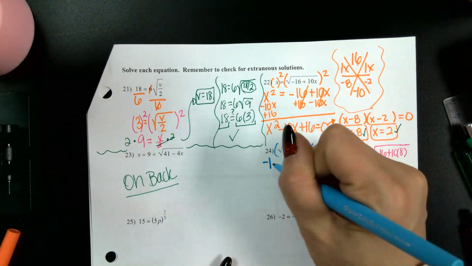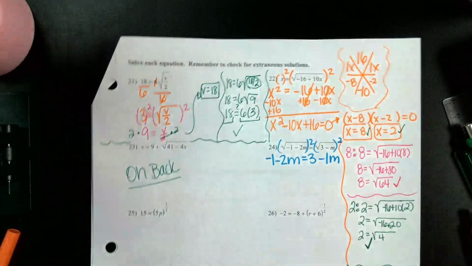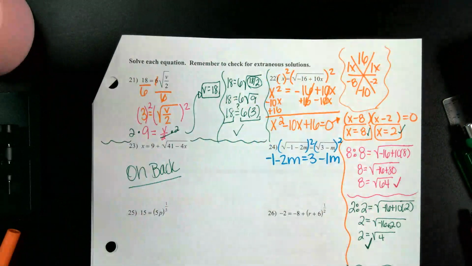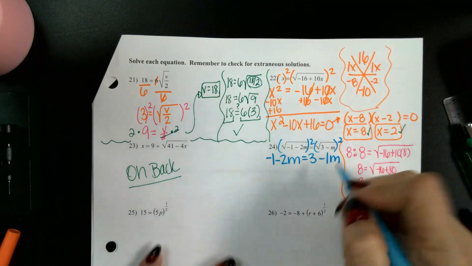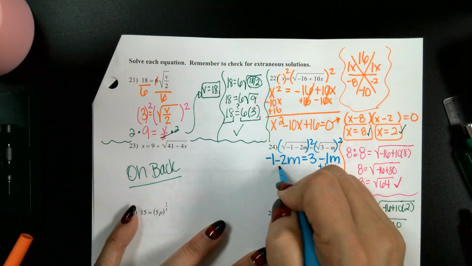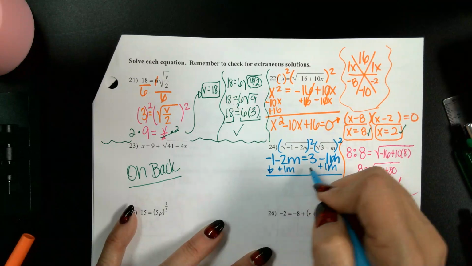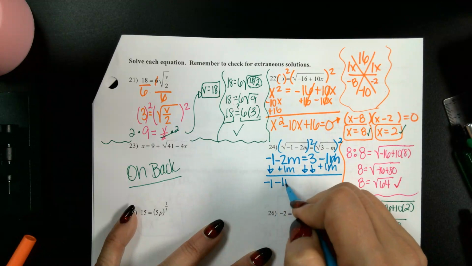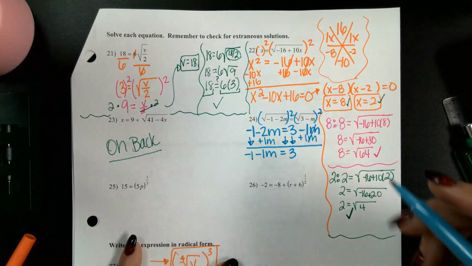So you'd have -1 minus 2m equals 3 minus 1m. So no symbols anymore, it's just an equation with letters on both sides. How do I solve that? Add 2m on both sides. I'm adding 1m. So that gives me -1 minus 1m equals 3.